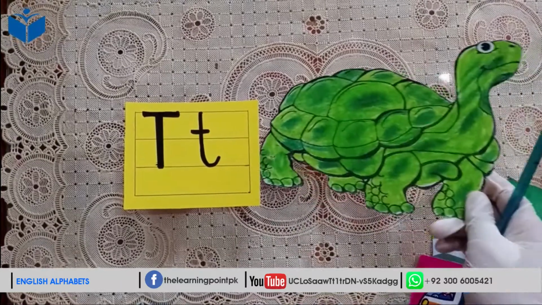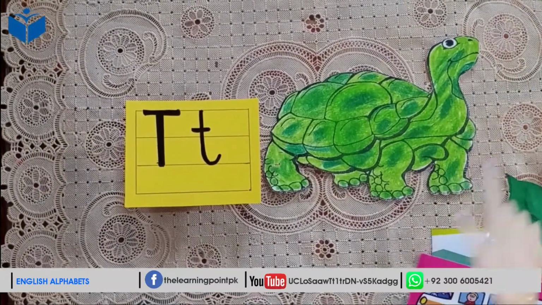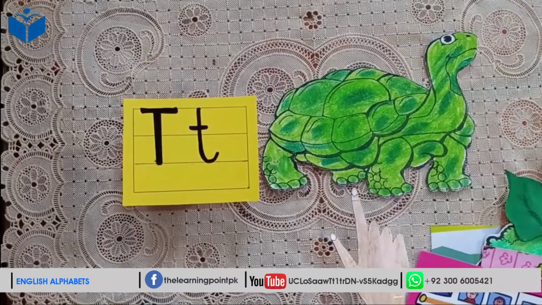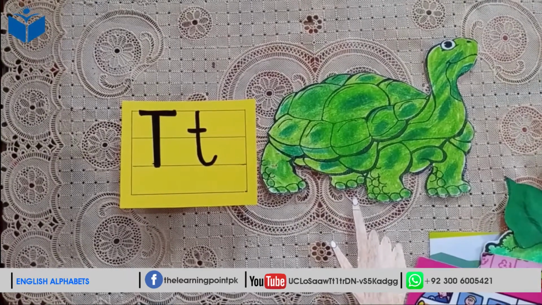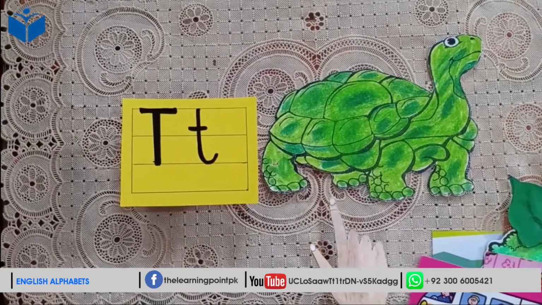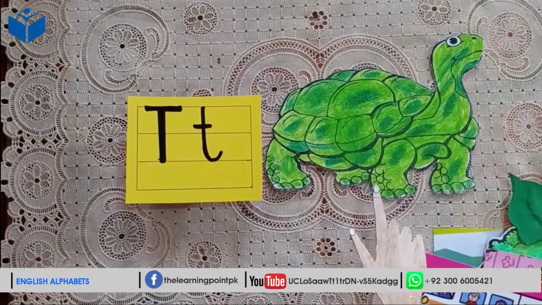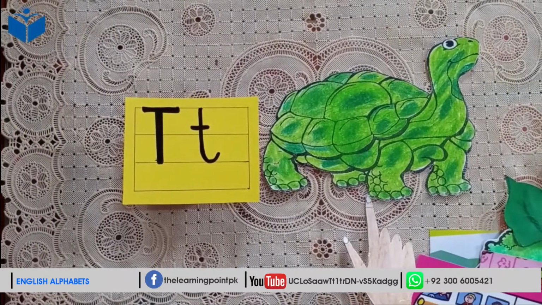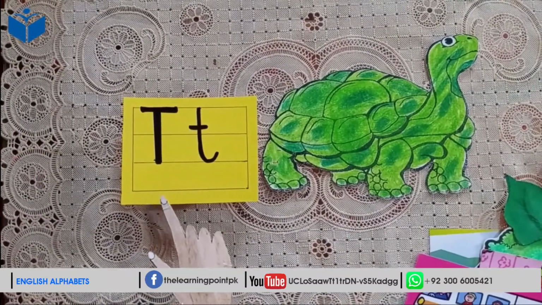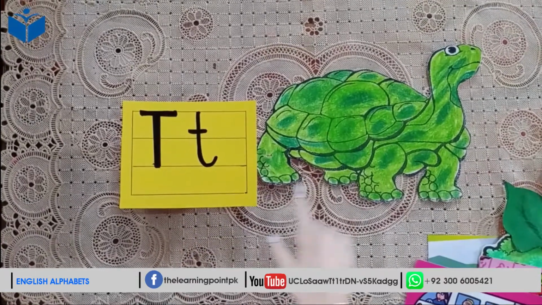I have one animal. What is it? Its name is tortoise. Tortoise begins with phonic T. T tortoise. T tortoise.